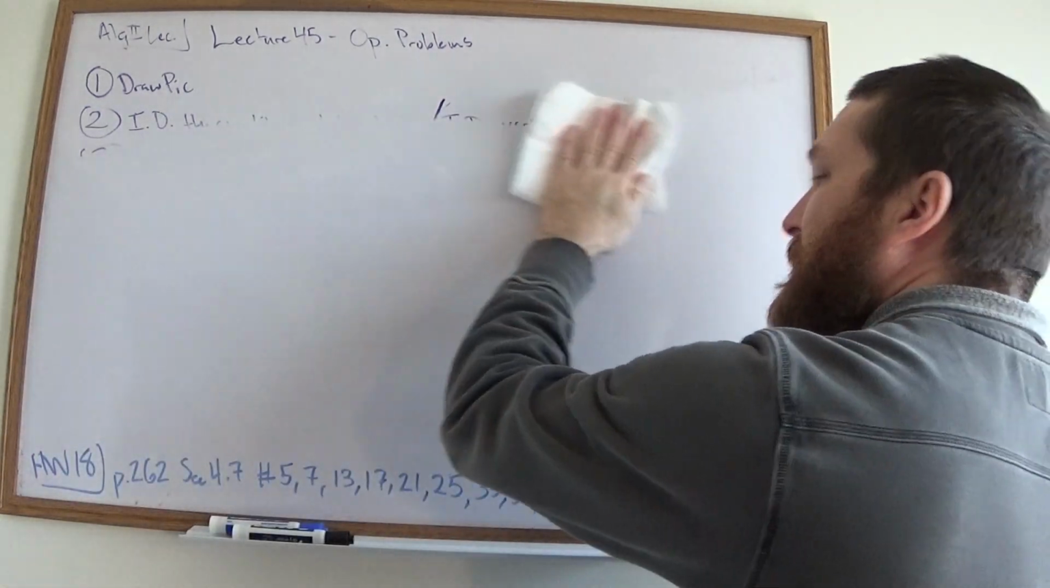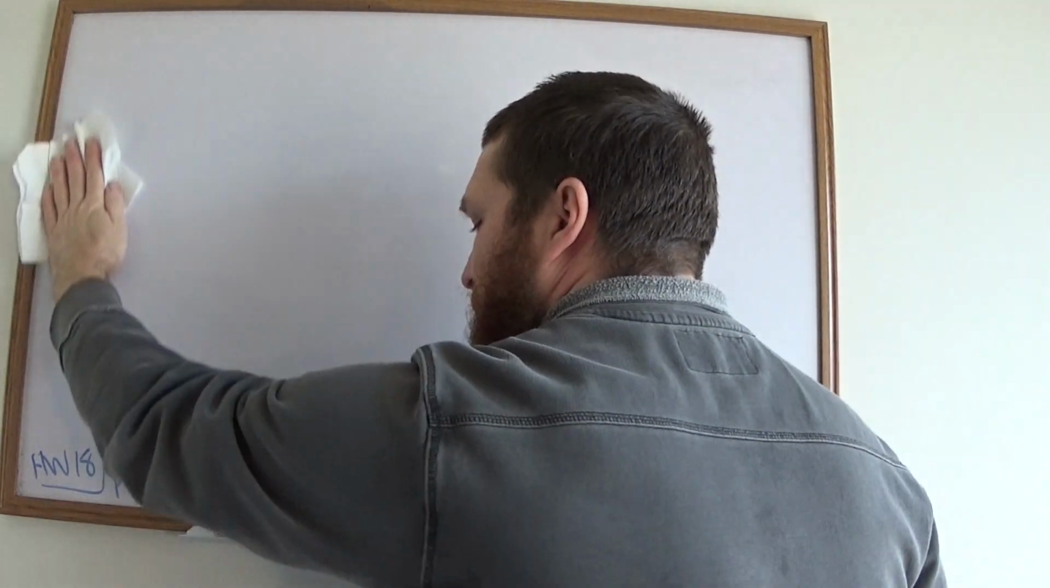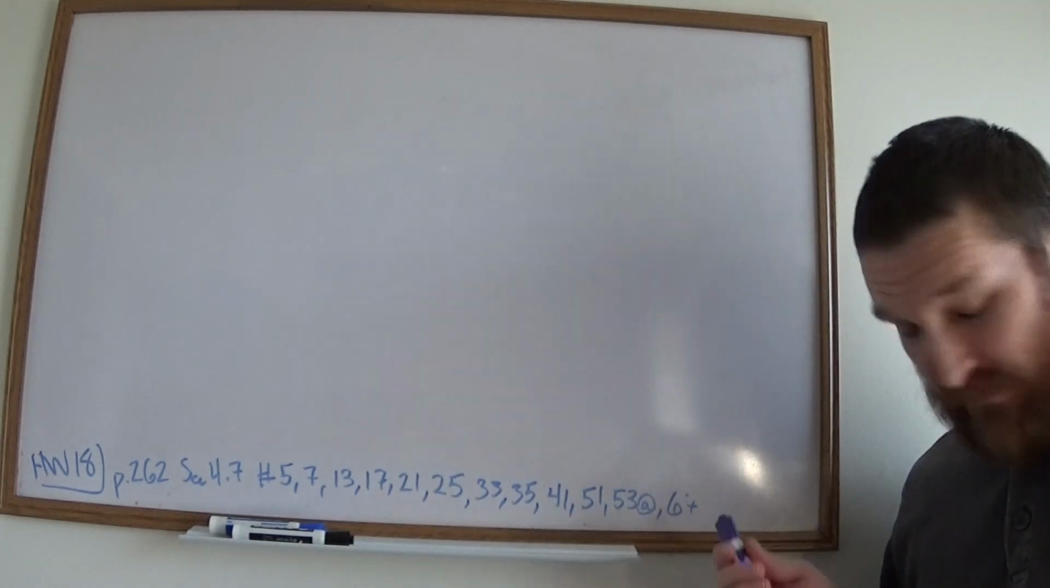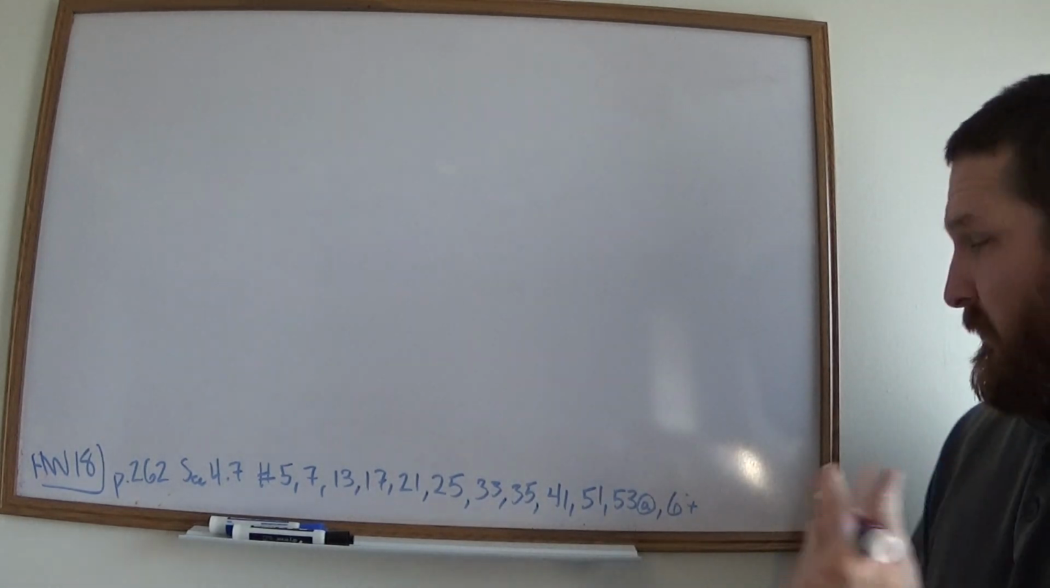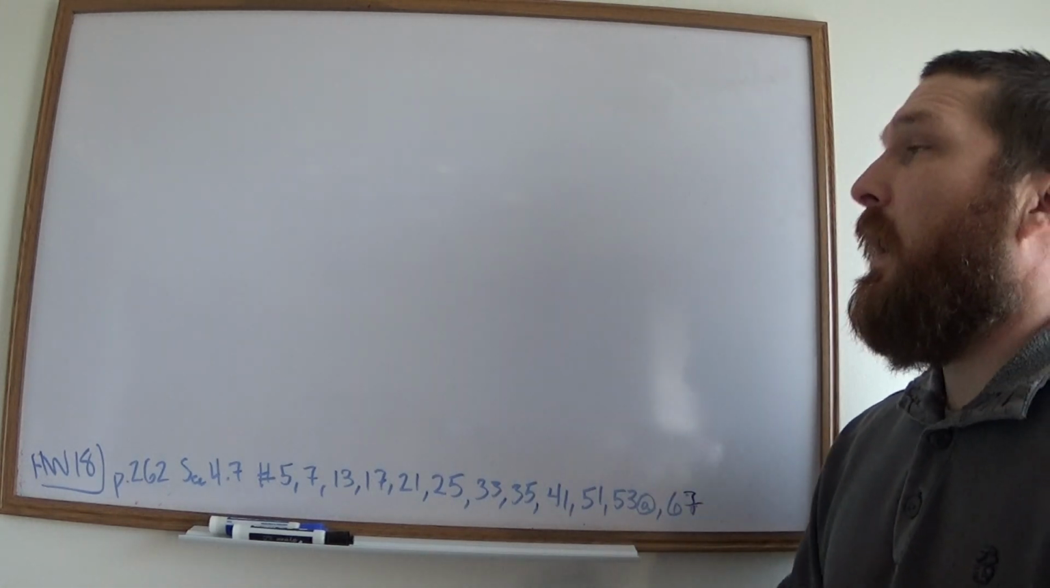I didn't officially state what homework 18 was. I stopped once I said it's section 4.7, but there it is. Okay, and that's a 67 right there. That's a 7. Okay, here we go.